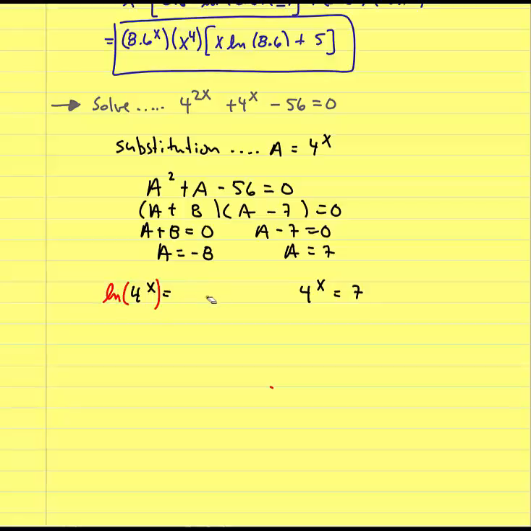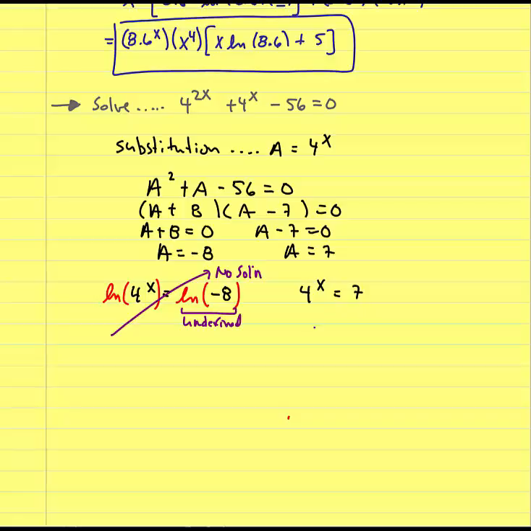I'm going to scoot this negative 8 over a little bit. Something interesting happens here. I can't take the log of a negative number. So this piece is undefined. There's no graph over here. There's no natural log of a negative 8. So for this one, there's no solution.